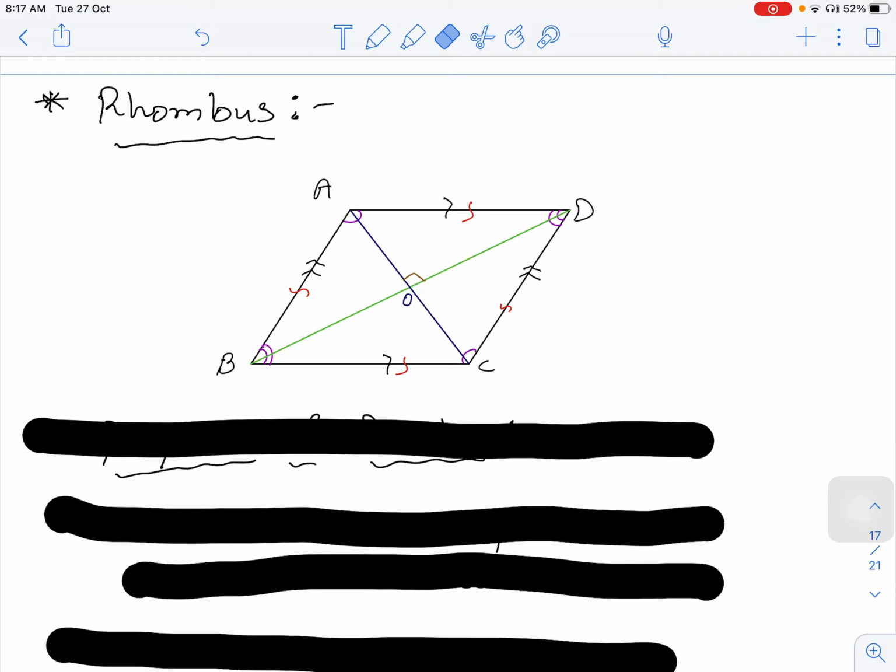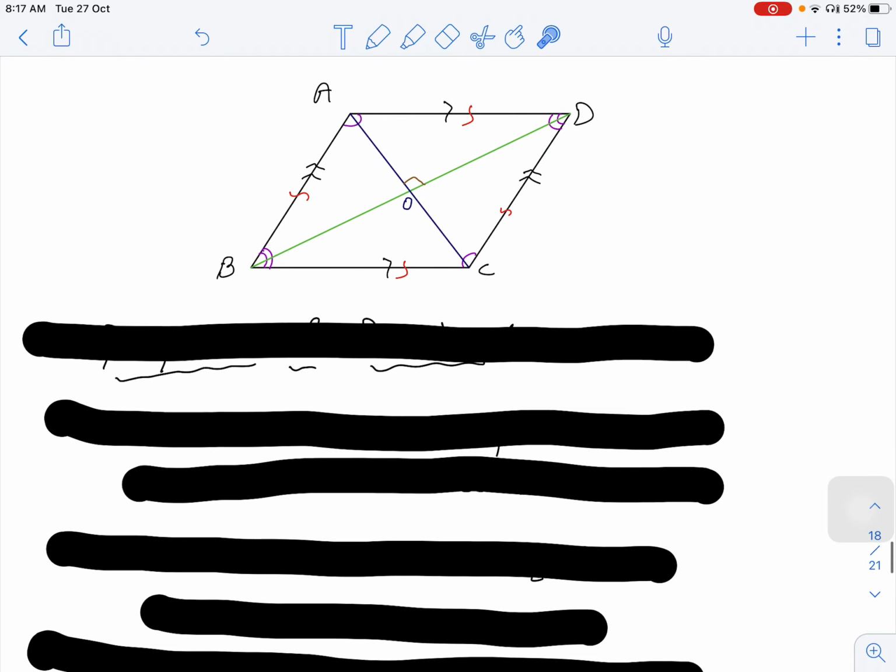So now, what is a rhombus? A rhombus is also a type of parallelogram. Okay. Now, if it is a parallelogram, then it will follow all the properties of a parallelogram. But along with that, it has some special properties. So let us see them one by one.